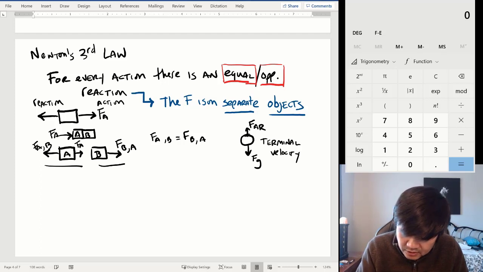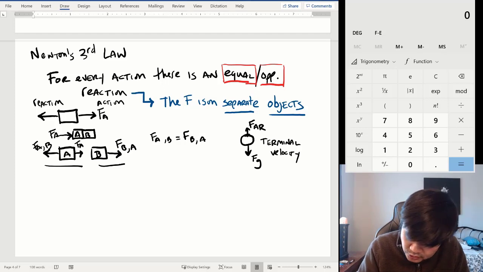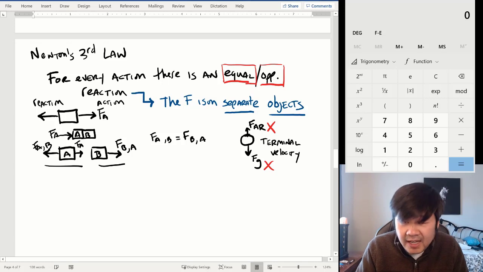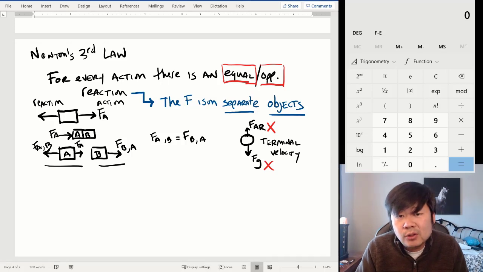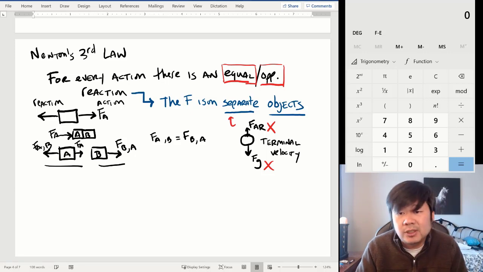Okay. Now, if these are equal and opposite, the question is, are they Newton's third law of forces? And I'm going to get a red pen for this because everyone should be saying, no, they aren't. And if I asked you, why are they not Newton's third law of forces, you would say because they're on the same object. And you would be correct.